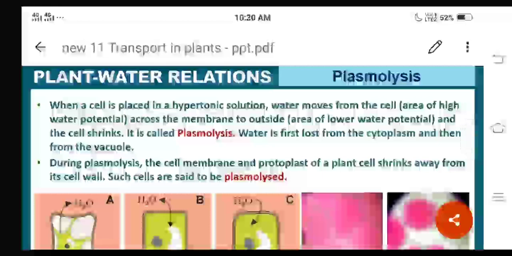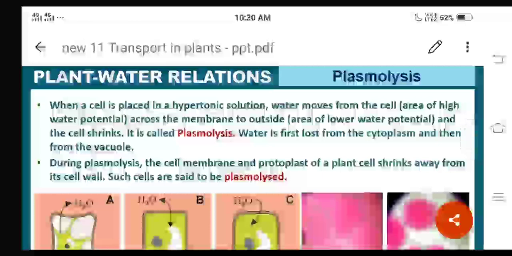Outside the water potential will be low, and inside the water potential will be high. The cell will shrink here. It is called plasmolysis.